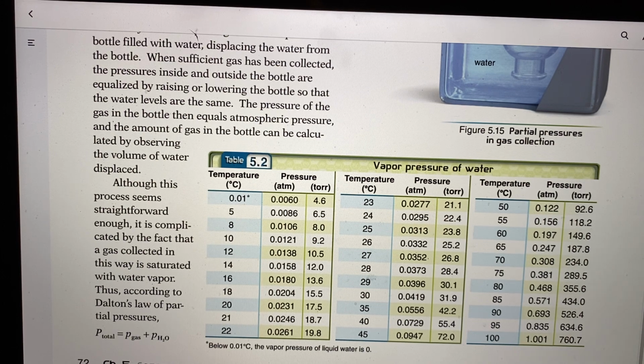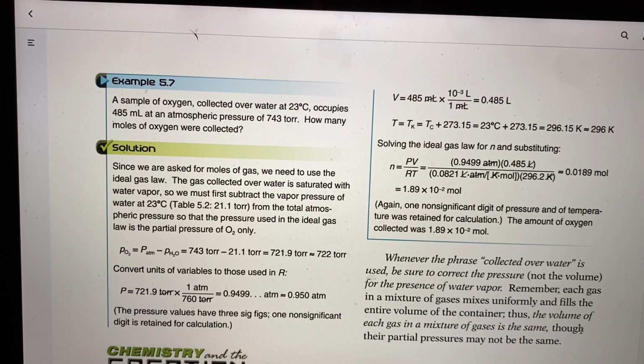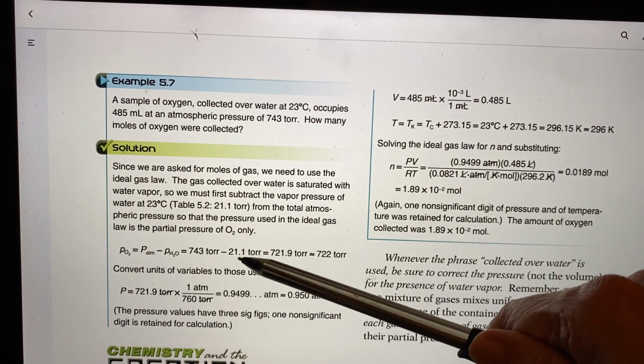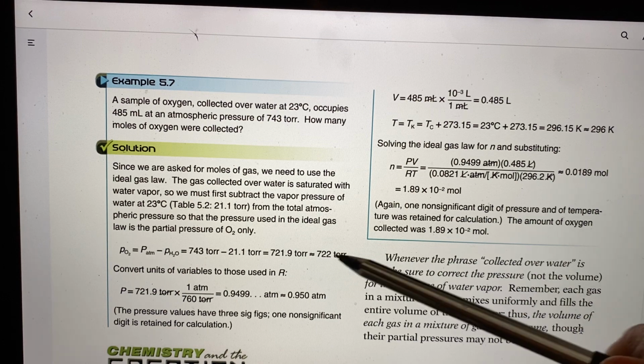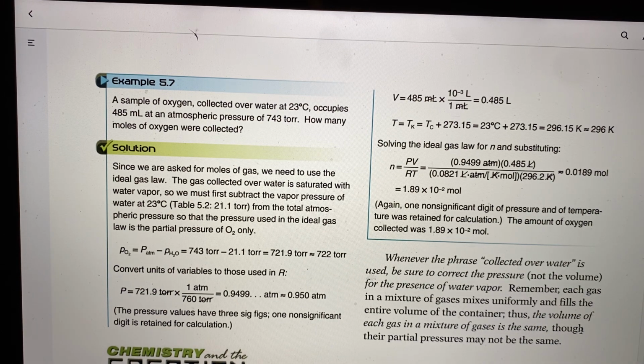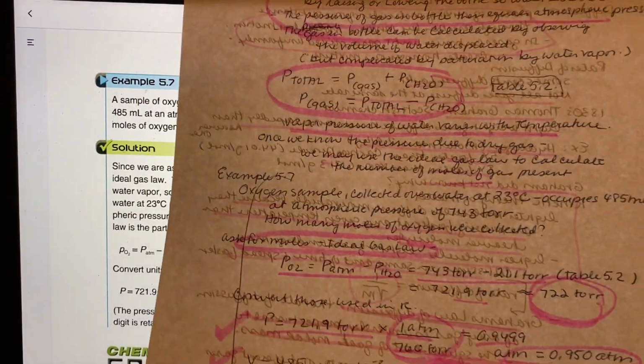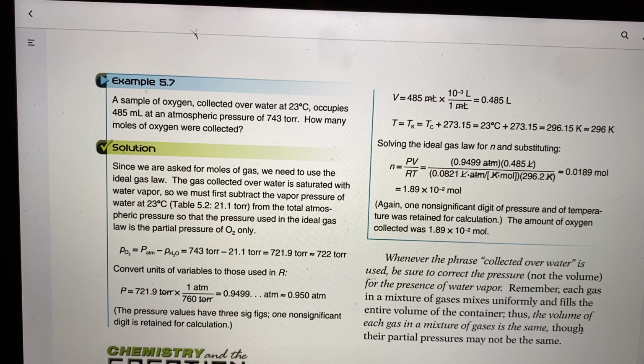Okay, so let's go back to the equation. So we're going to have 743 torr up here minus 21.1 torr, which we got from the table, is going to equal 722 torr. Now we're going to convert the units of variables to those used in R. Remember the R thing? So we're going to put them all in the equation of R. So 729 torr, basically divided by 760, we're going to end up with 0.95. Here, let me show you how I figured it instead. Let me hold back here for a second and I'll show you how I wrote it down, because it's kind of hard the way they wrote it down to really explain it here.